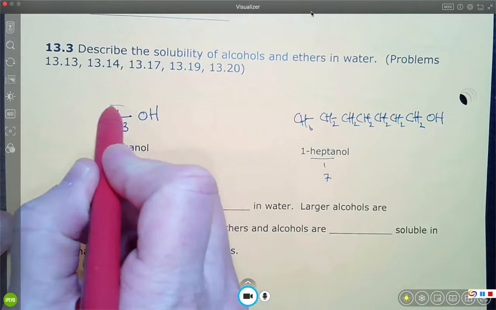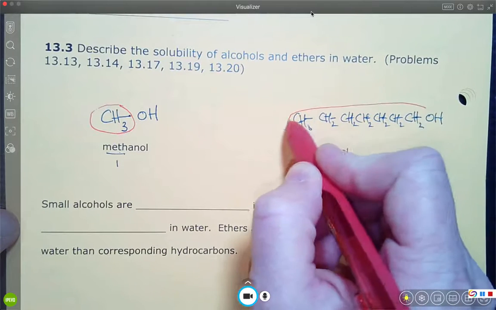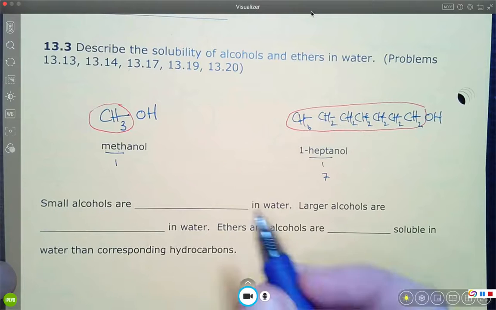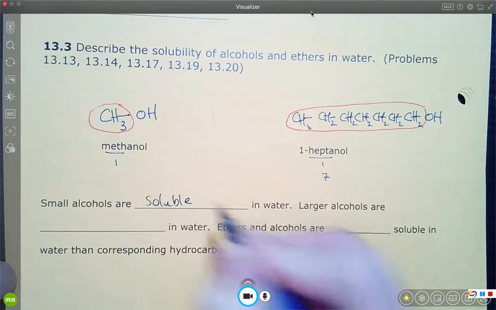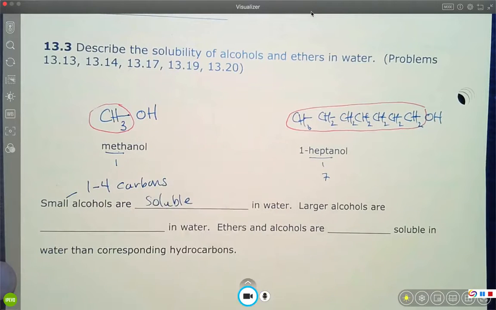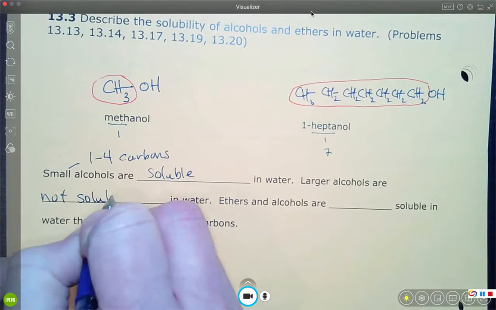Think of carbons as kind of greasy. So we have 1 carbon here compared to 7 carbons here. So these are kind of oily. So when you're talking about solubility in water, it turns out that the more carbons you have, the less soluble you are. Less soluble the alcohols are. So small alcohols are soluble in water. So that's 1 to 4 carbons. Larger alcohols are not soluble in water.